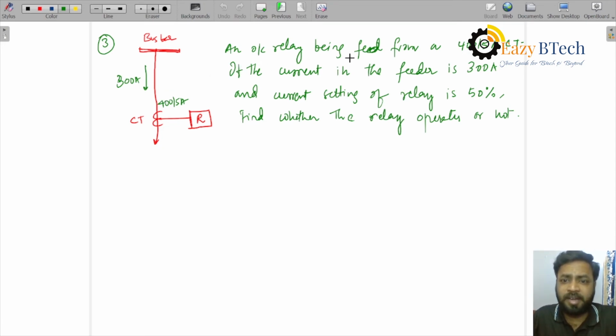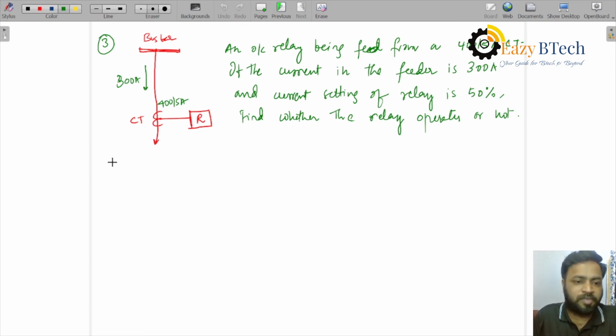An overcurrent relay being fed from a 400 by 5 ampere CT. If the current in the feeder is 300 amperes, and the current setting of the relay is 50%, find out whether the relay operates or not.